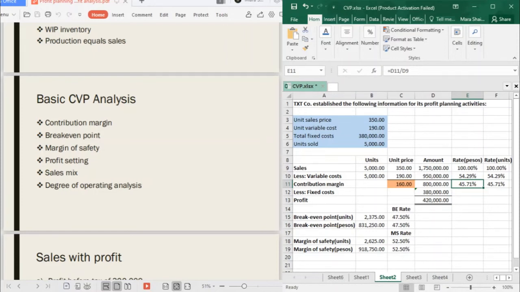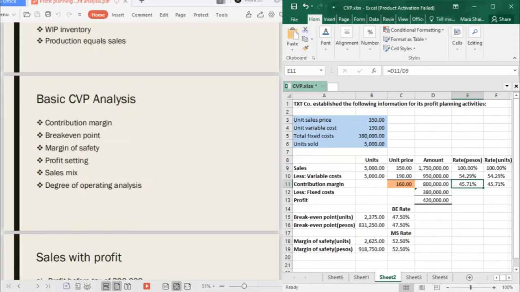Next, let's try to get the break-even point. Break-even point again is when your total sales equals your total cost. So mo na ang imuhang break-even point.